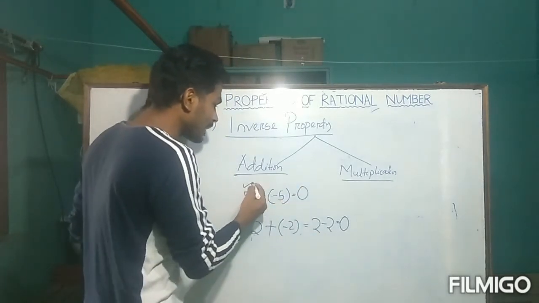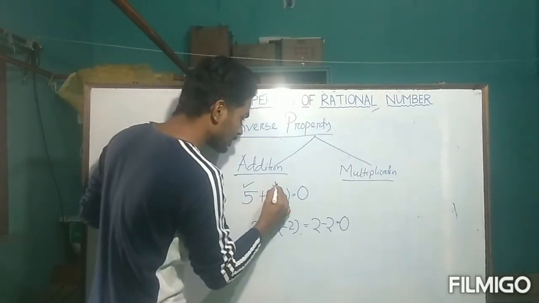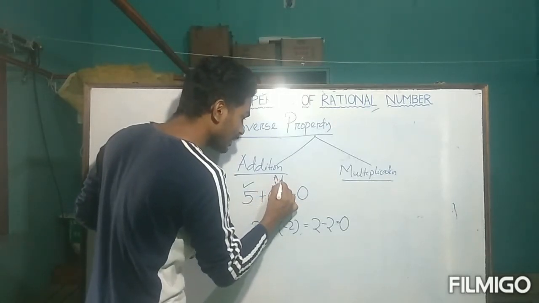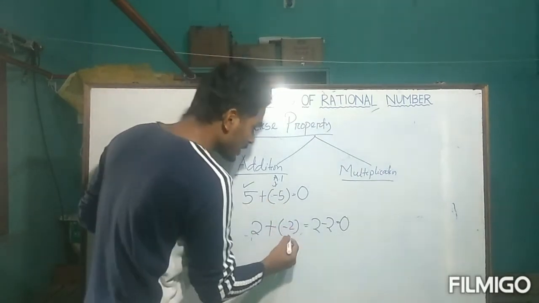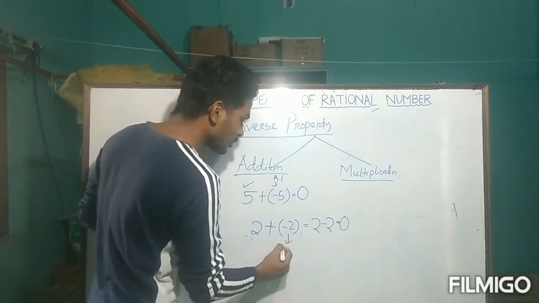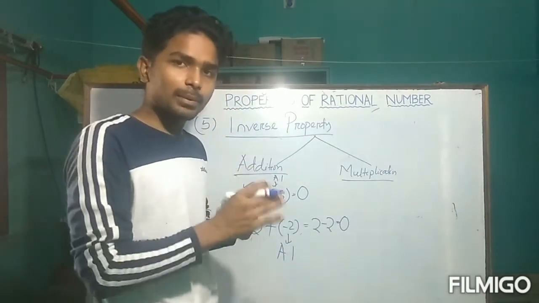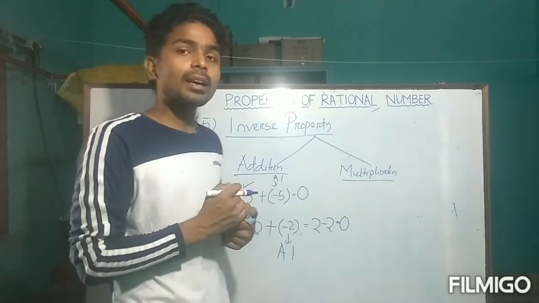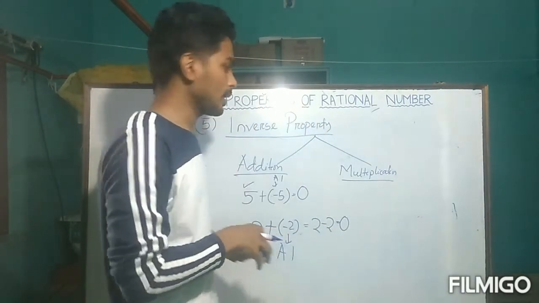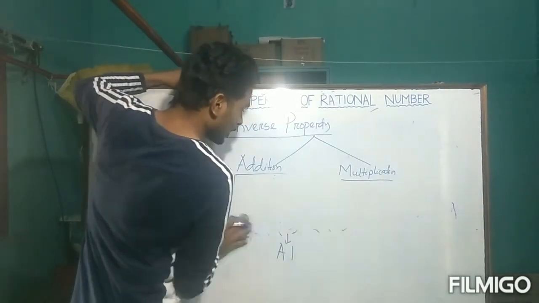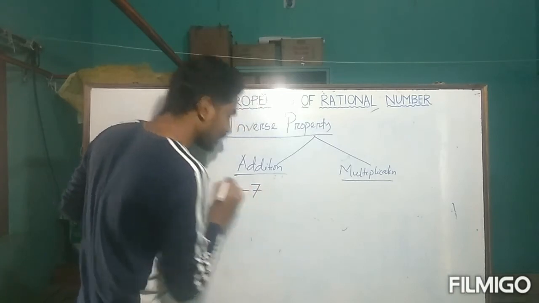Like when we add minus 5 to 5, we get 0. So minus 5 is known as additive inverse. When we add minus 2 to 2, we get 0, so minus 2 is known as additive inverse. Okay, let us take one more example. Suppose we have minus 7.